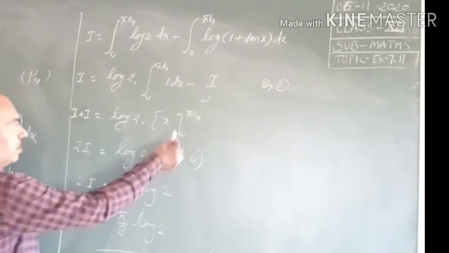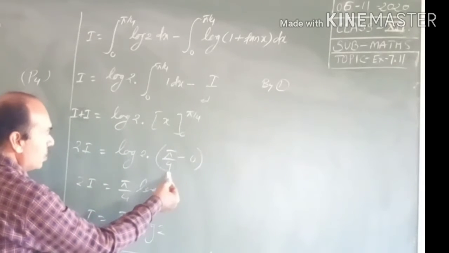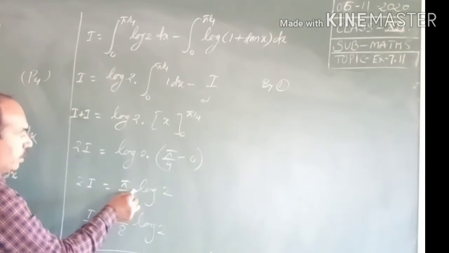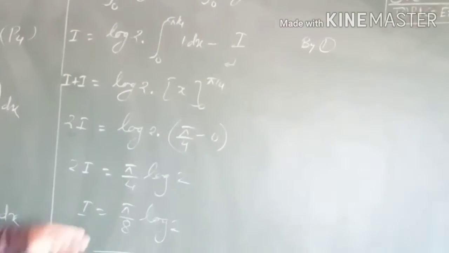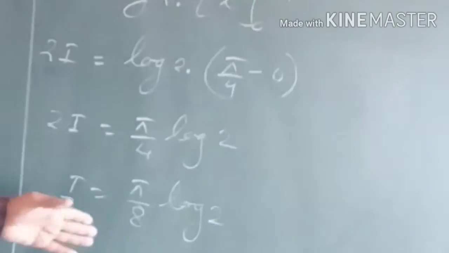Now apply the limit, pi by 4 minus 0. So only pi by 4 remaining, so write pi by 4 first, and after that divided by 2. So your answer is pi by 8 log 2.